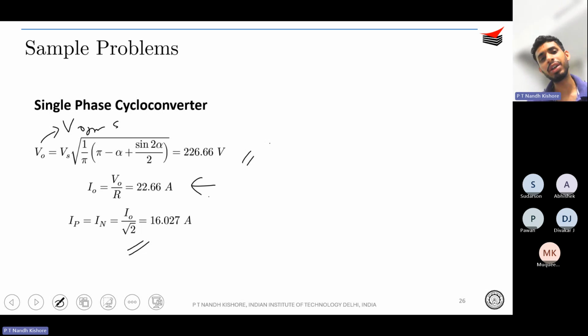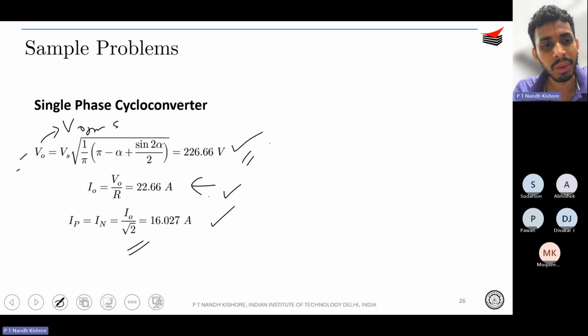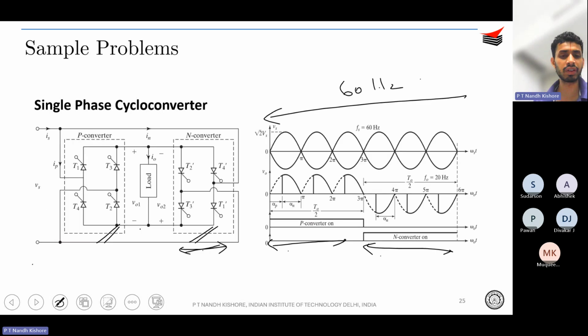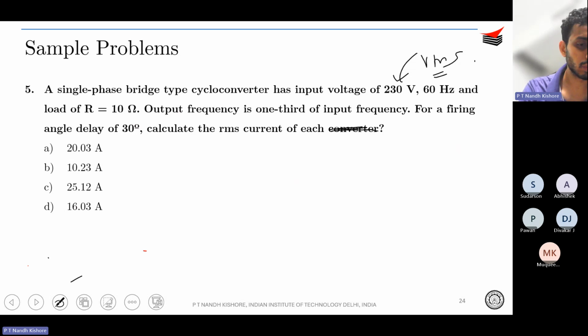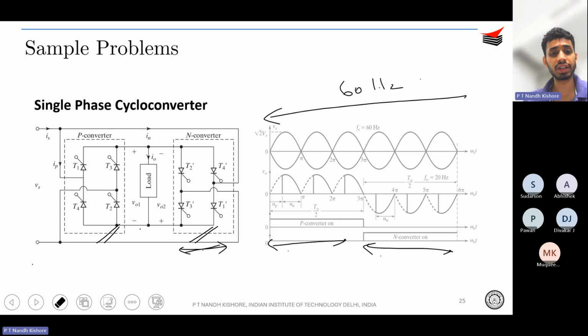This is very similar to what we saw for the full wave rectifier. Therefore, I'm not explaining how this formula came. I spent quite an amount of time deriving this particular formula itself: Vm by root pi into root of (pi minus alpha plus sin 2 alpha by 2). It is very similar to what we saw for full wave rectifiers. Just use the formula for the RMS voltage and then find out what is I naught. Once you find I naught, the question is to calculate the RMS current of each converter.